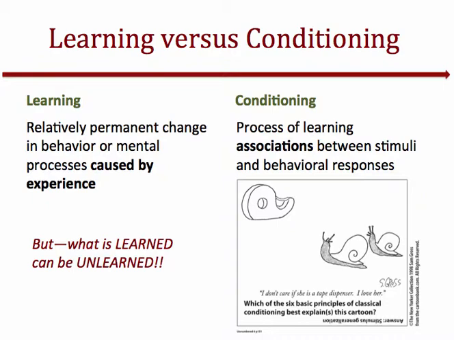Now, let me just also mention at the beginning that what is learned can also be unlearned. But when I say unlearned, I don't necessarily mean forgotten, although certainly that is a possibility. Rather, we're capable of making new associations that can break the old associations that have been developed. Okay, so that's what we're going to be talking about in this lecture.